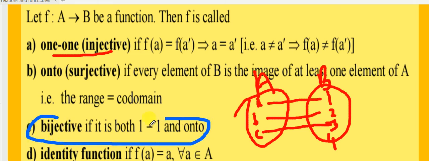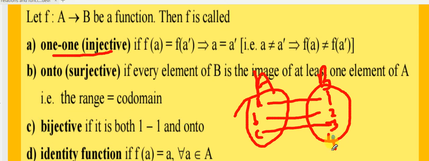If it is both one-one and onto, it is bijective. So this is an example of a bijective function without this element 4 here. A goes to 1, B goes to 2, and C goes to 3. So it is a one-one function, an onto function, and a bijective function.